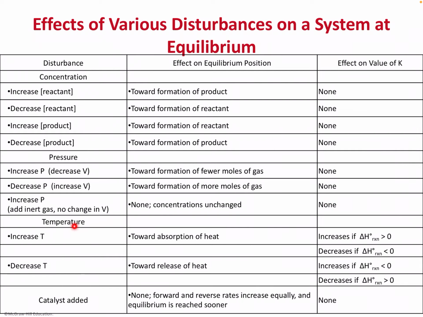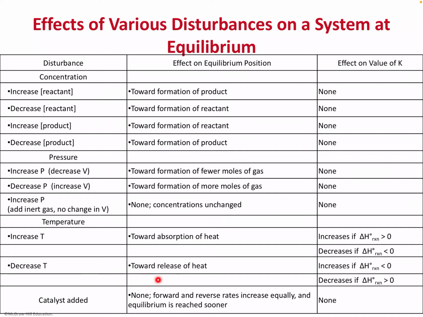Now with the temperature. If you increase the temperature, the reaction will proceed to compensate for that increase, meaning toward absorption of heat. Okay, so there are conditions. K increases if delta H naught of the reaction is greater than 0, meaning an endothermic reaction. Again, by increasing the temperature, K decreases if it is an exothermic reaction. Okay, this is endothermic, exothermic.